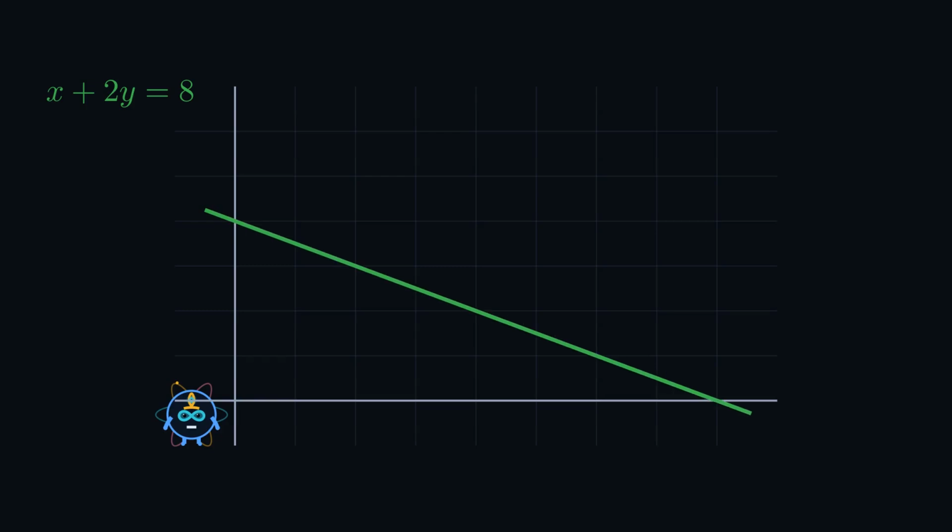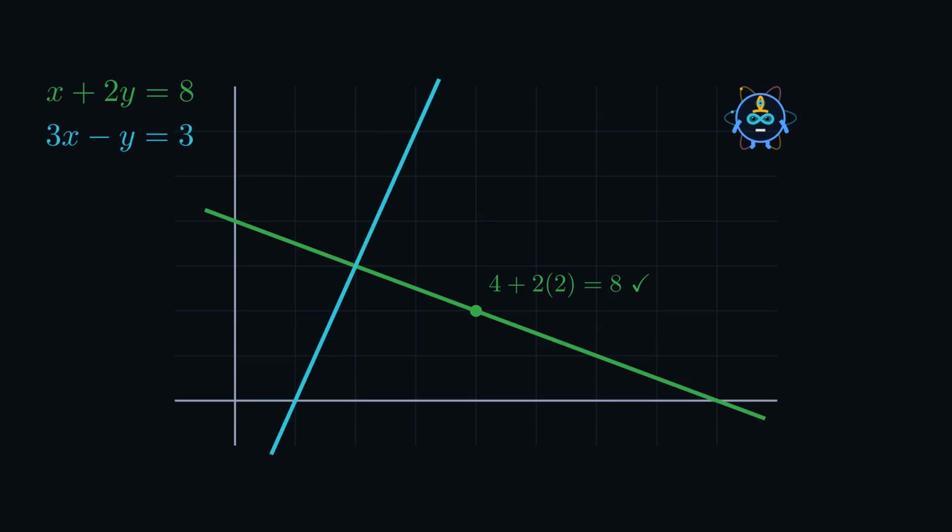Forget solving for a second. Read this as a rule: x plus 2y must equal 8. Every point on this line obeys it, and only these points. A second rule draws a second line. A system of equations is just several rules that must all hold at once.